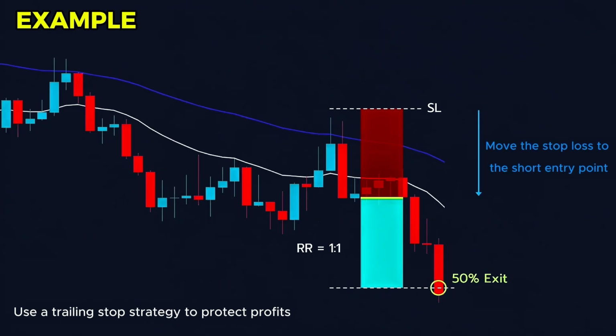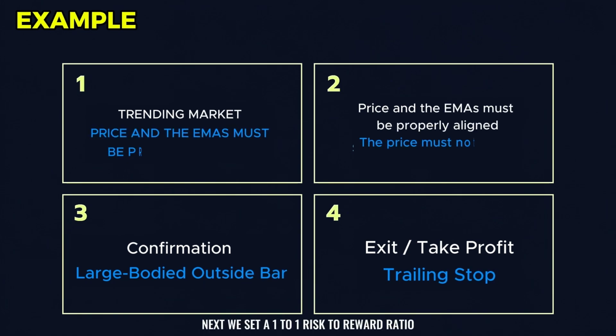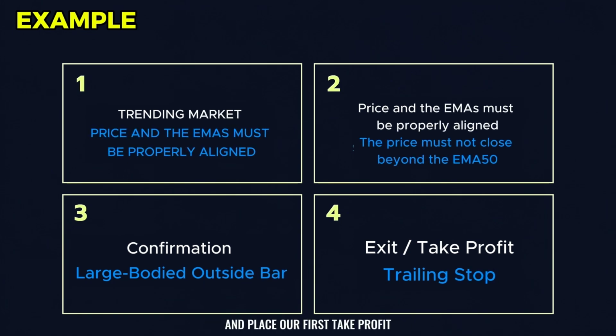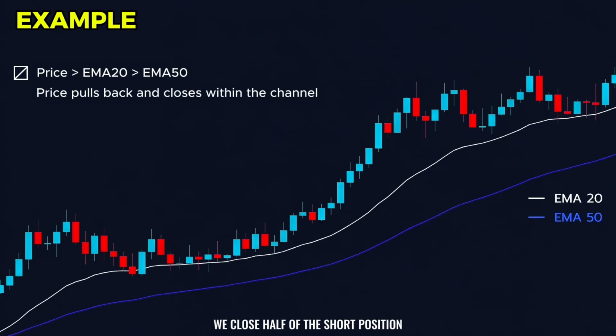After opening a short position, we place the stop loss above the swing high that forms while the price pulls back into the EMA channel. As a result, the initial stop loss is usually fairly large. Next, we set a 1-to-1 risk-to-reward ratio and place our first take profit. This first take profit is used to secure profits on the first 50% of the position. If the price continues moving downward and reaches our take profit, we close half of the short position. The remaining half stays open.